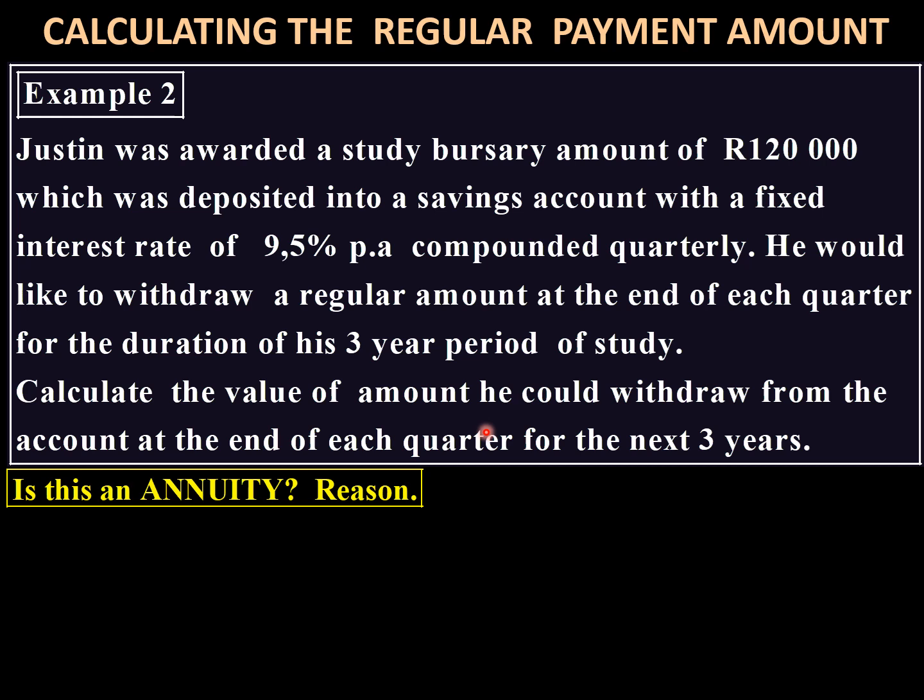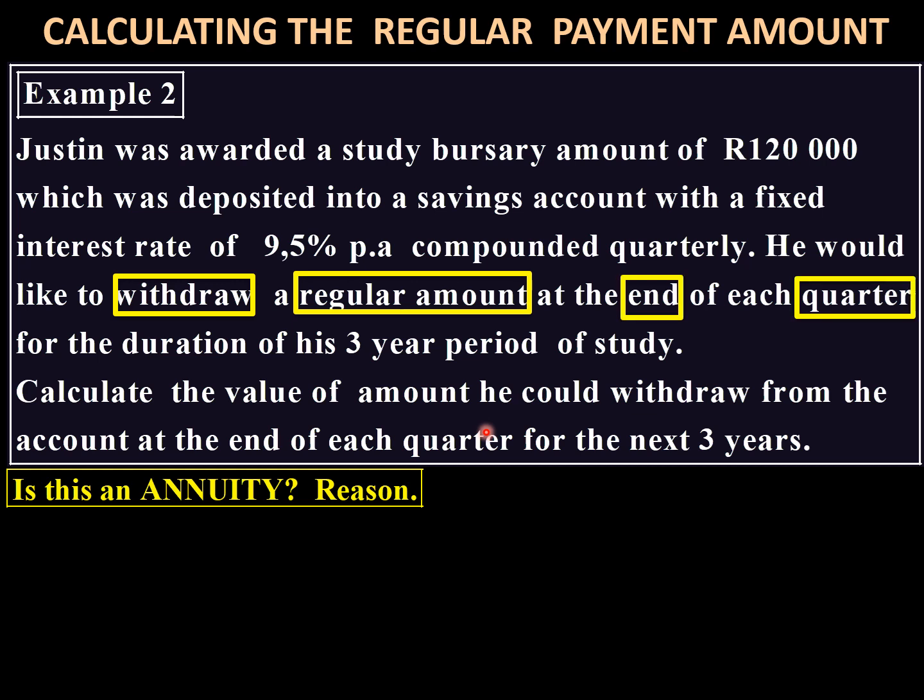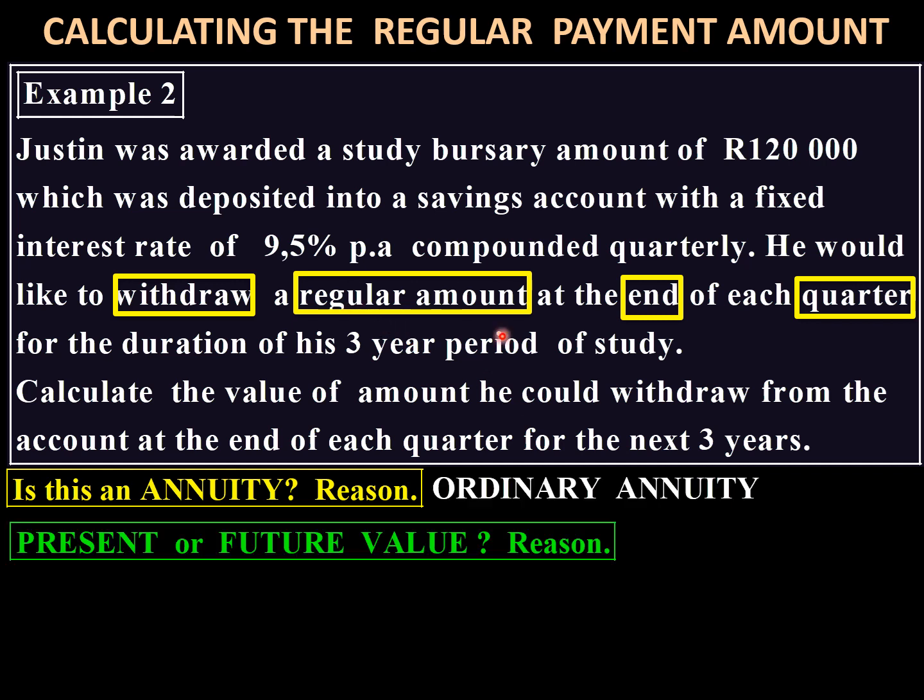Now, when we read this, there are some key words here that will indicate whether this is an annuity problem or not. So let's see what the key words are. Withdraw, regular amount, and end of each quarter. End of each quarter, that will be a payment. The withdrawal is at the end, not the beginning. So it's an ordinary annuity, and there are regular amounts there. That makes it an annuity.